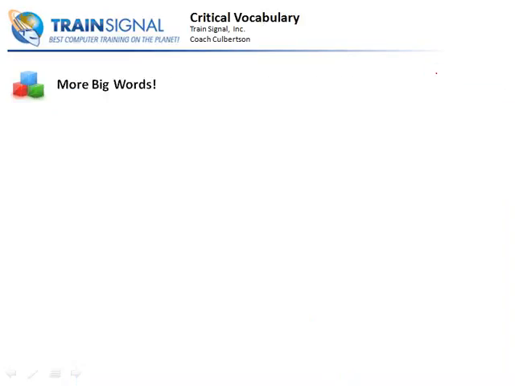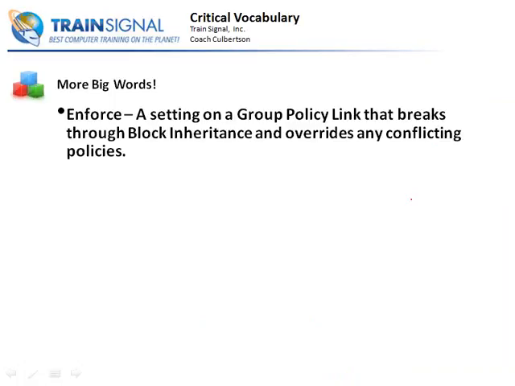Now we learned a lot of really interesting stuff in this particular video. We got some new big words here that we need to remember. Enforce. Remember that enforcing is a setting on a group policy link. Remember that link is its own separate Active Directory object, and it breaks through blocking inheritance. But it also overrides any conflicting policies. So if you enforce a policy, if there are any conflicting settings, enforced policies always win.